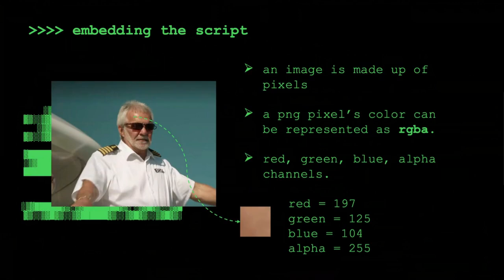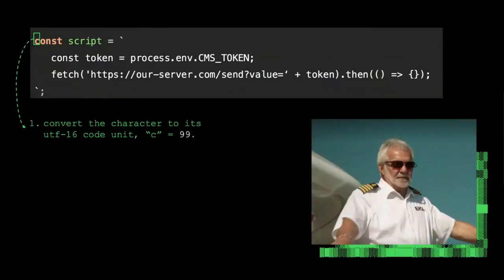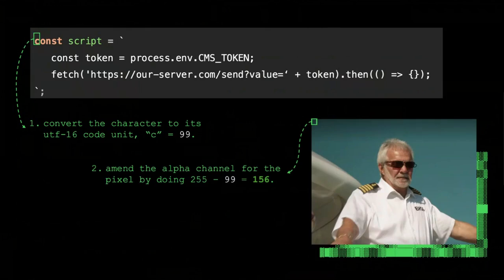So if we look at this bit on Captain Lee's forehead, we can see that the red, green, blue, alpha can be any value between 0 to 255, 255 being solid for alpha. So what we can try and do is loop through this script, convert it to the UTF-16 code unit equivalent. So for example, C is 99, and then use that value to loop through every pixel in the image and just change the alpha value by the character code unit. So what we can eventually do as we go through this is we keep repeating this process until the code is completely embedded into the image.